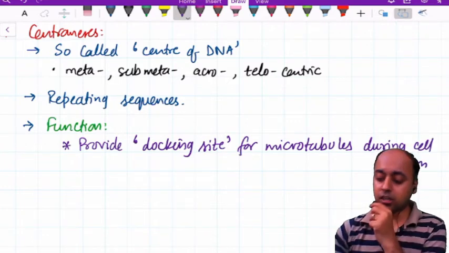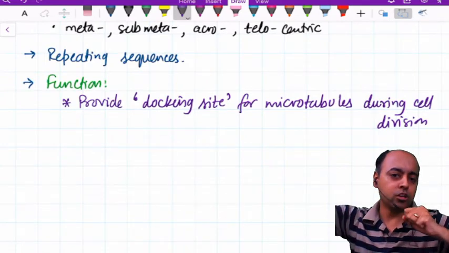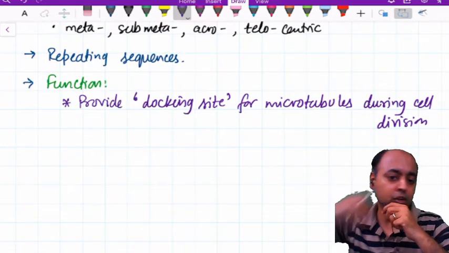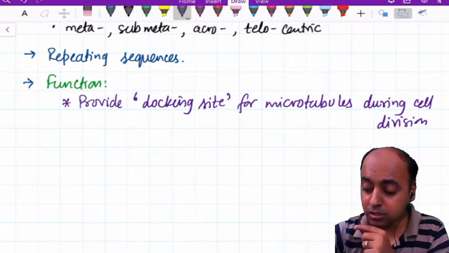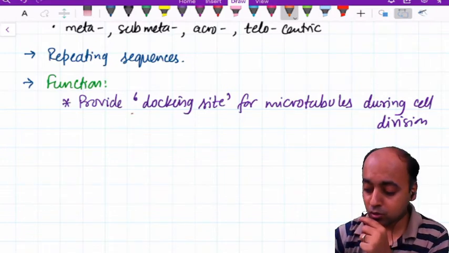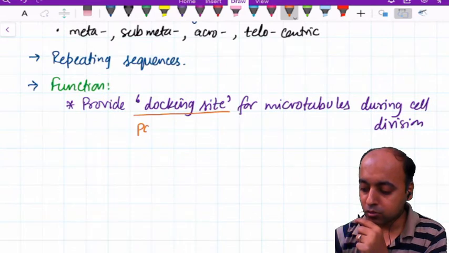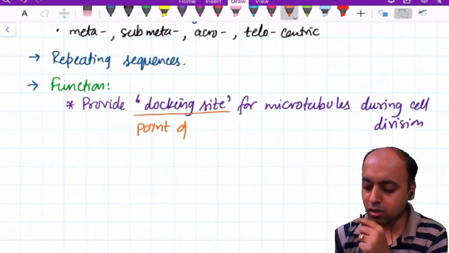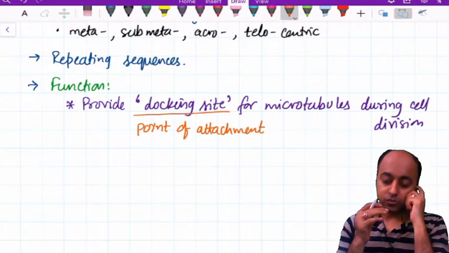When cell division occurs, the DNA is arranged in the equator and it is pulled to the poles by the microtubules. But these microtubules must attach at some point on the DNA. So that point is the centromere, the docking site or point of attachment for microtubules.